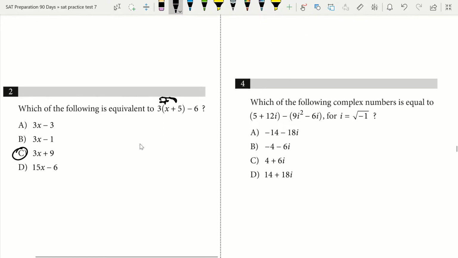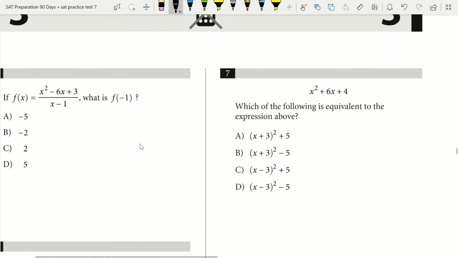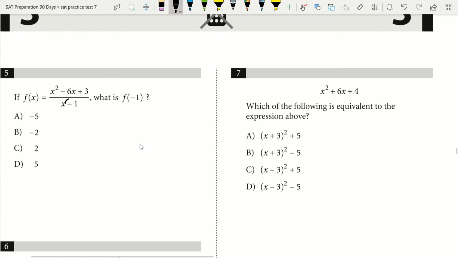Number 4, which of the following complex numbers is equivalent to this? We got 5. Then we have minus 9i squared. i squared is negative 1, which creates 5 plus 9, which is 14. Okay, number 5. I've got, what is f of negative 1? I plug in negative 1 down here. That gives me negative 2 in my denominator. I'm going to have a 1 here. I'm going to have negative 6 times negative 1, which is plus 6, plus 3, which is 10. 10 over negative 2. Answer is A.